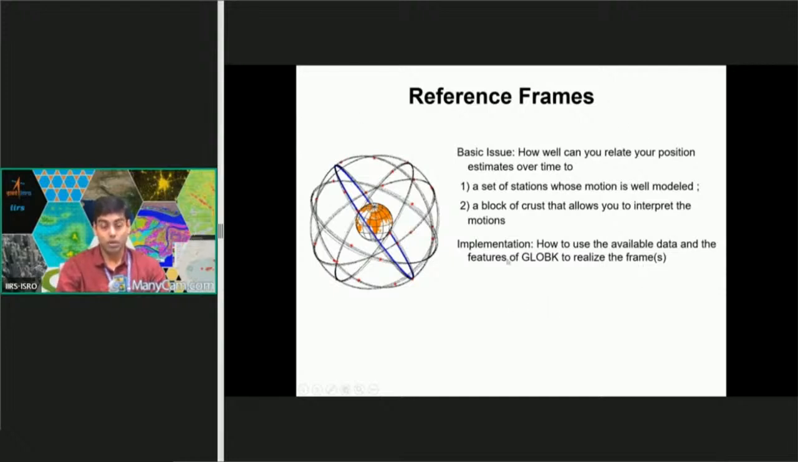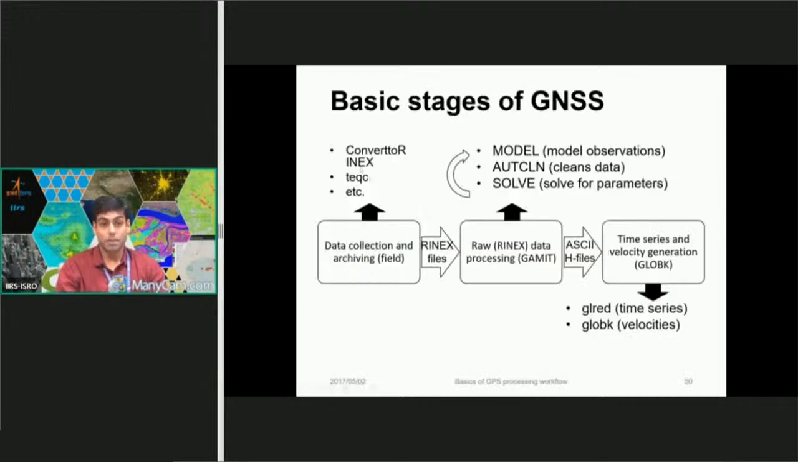So normally, when we process the data, we get the loosely constrained solution. We take this loosely constrained solution into GlobK, and there we apply the Kalman filter, and we also set up the reference frame, and we fix the stations. After doing all this, when we apply this script to our processed data, we get the continuous time series of positions in three directions: north-south, east-west, and vertical.